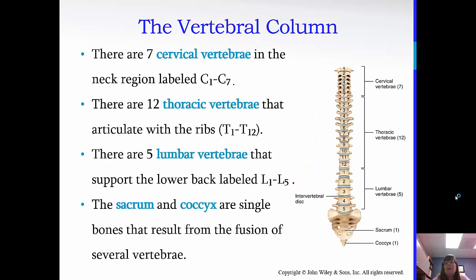We have 7 cervical, 12 thoracic, 5 lumbar. So if you remember, you eat breakfast at 7, lunch at noon, dinner at 5. You got 7, 12, 5. And then the sacrum and the coccyx are single bones that are fused from several vertebrae. Can be anywhere from 3 to 5, depending on the individual.